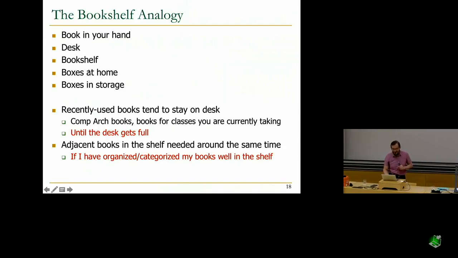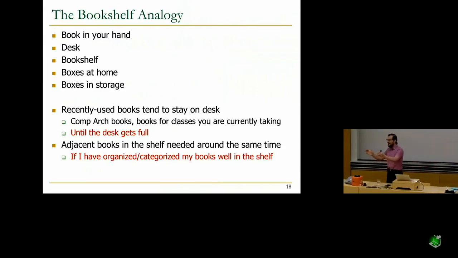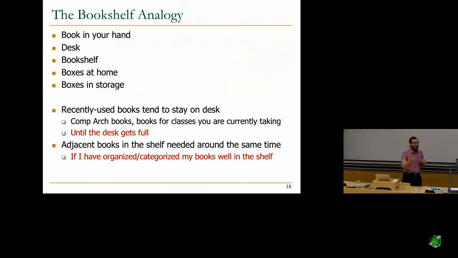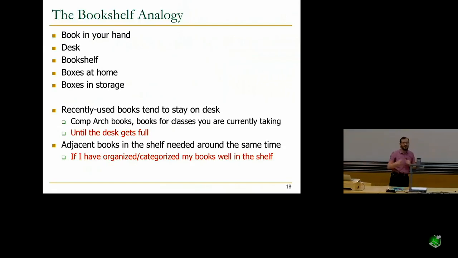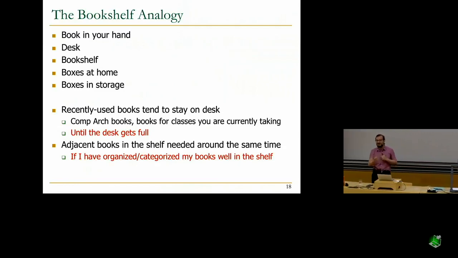Okay, so the spatial locality also exists over here, actually, because adjacent books in the shelf may be needed around the same time. If you categorize your books really well, such that maybe your computer architecture books are here, then whenever you need a computer architecture book, you may want to get multiple of those at the same time, right? Because I give you assignments from multiple books, and you get multiple books at the same time from the bookshelf and put them in your hand or on your desk. That's spatial locality, right? If you didn't categorize your books well, maybe you don't have spatial locality. So spatial locality very much depends on how you laid out your data.